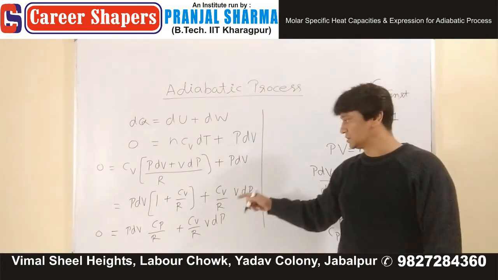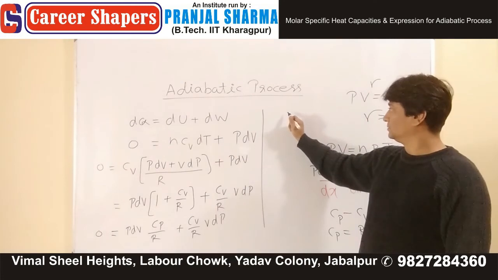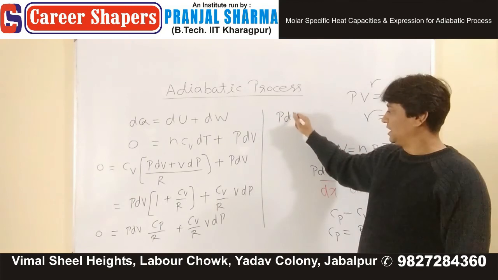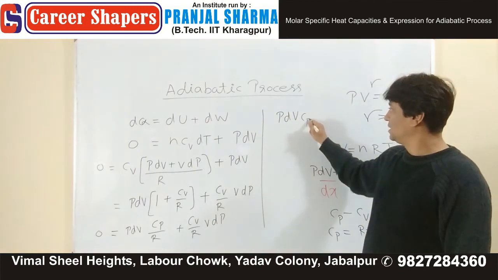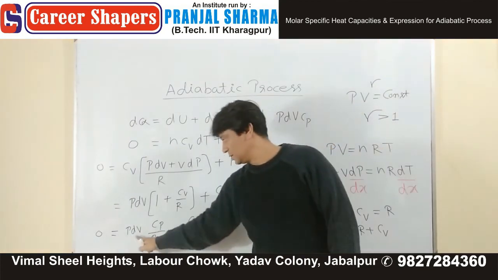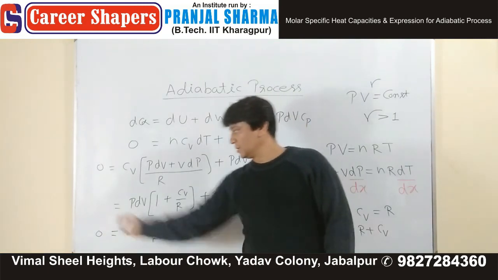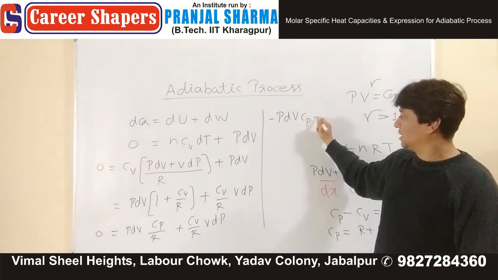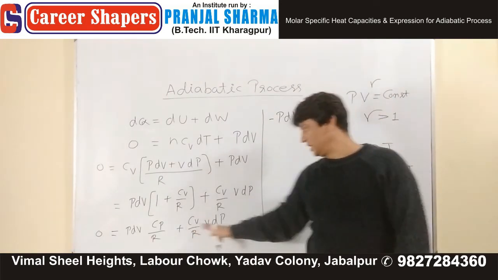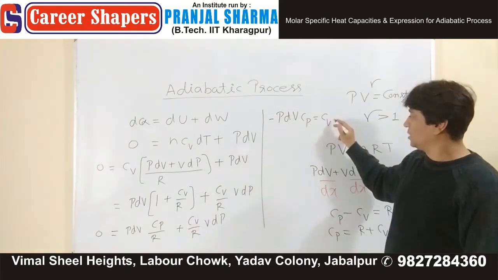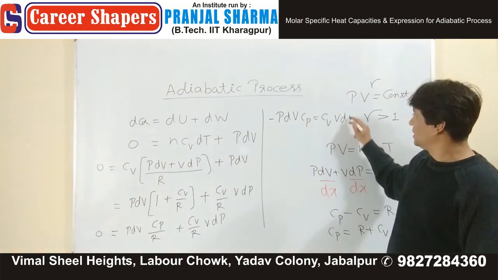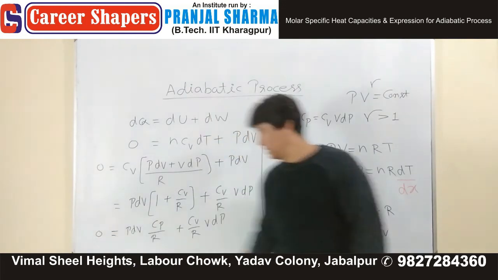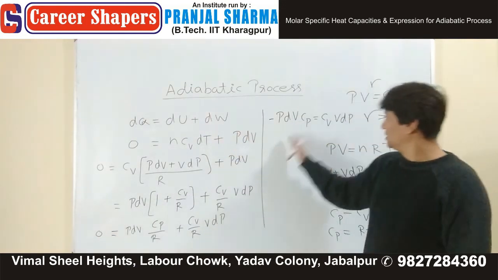Once this whole thing is cancelled, you get what? Look at this. This is P dV Cp that side, minus, on this side you've got Cv V dP. P dV Cp that side, Cv V dP this side.